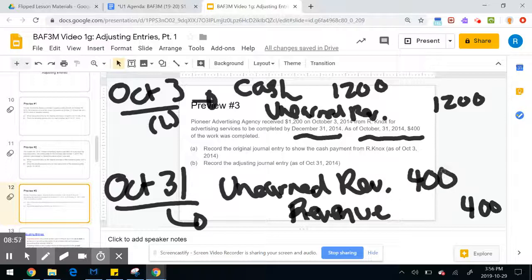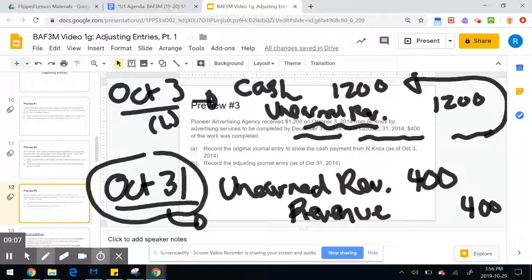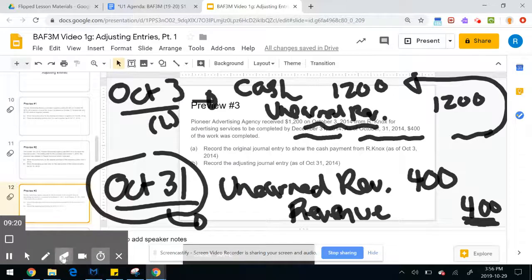Unearned revenue is like a liability because we got cash, but we kind of owe them. It started at $1,200 in October, and now it's October 31st and we're doing an adjusting entry. We've actually done $400 worth of that service, so we're only going to put $400 worth of the revenue in the month of October, and that's going to leave the unearned revenue account with an $800 balance.